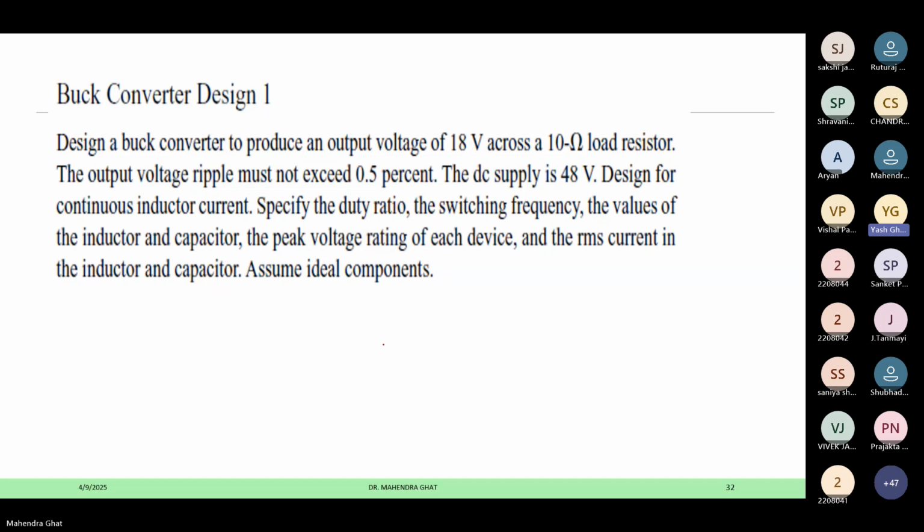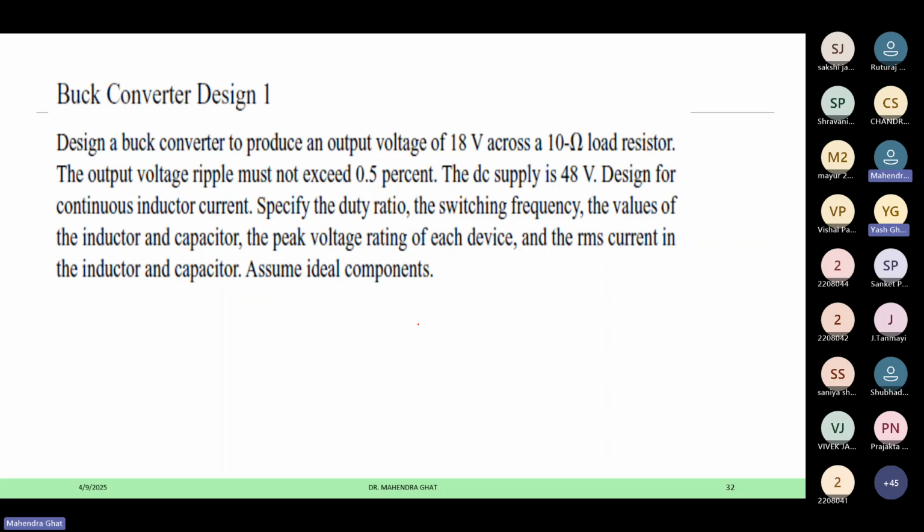And for continuous conduction, it's 31.25 microhenry. And how much higher have you taken the value? 1.5 times. Okay, 1.5 times. And for the output capacitor, it's 7.5 microfarad. Okay. Good, good.